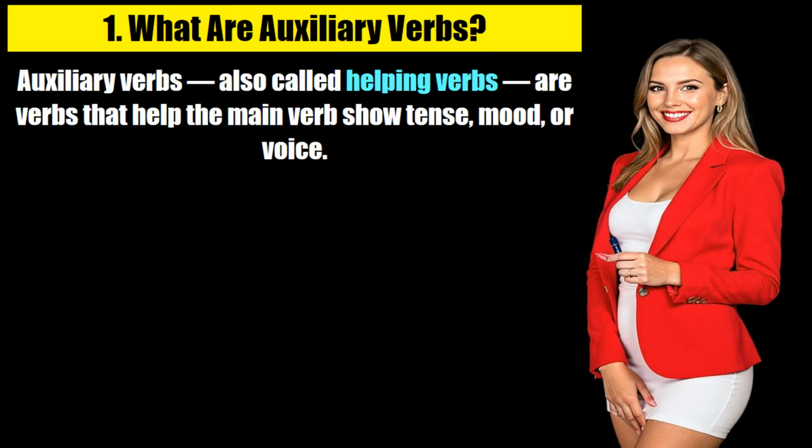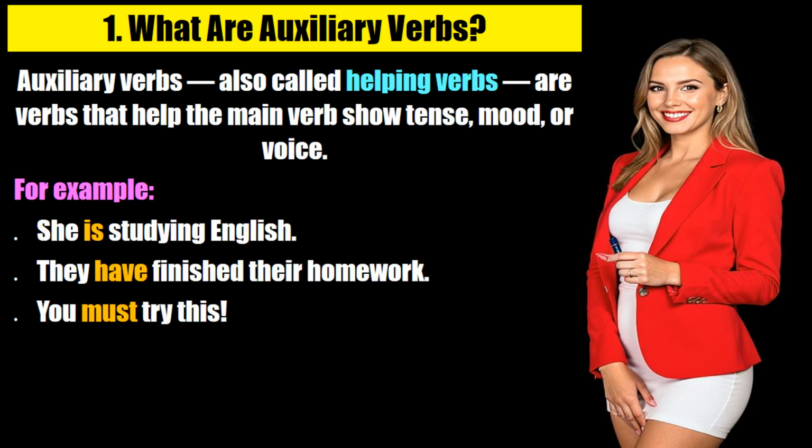Auxiliary verbs, also called helping verbs, are verbs that help the main verb show tense, mood, or voice. They're like your grammar assistants. They don't work alone, but help the main verb shine. For example, she is studying English. They have finished their homework. You must try this. Here, is, have, and must are auxiliary verbs.